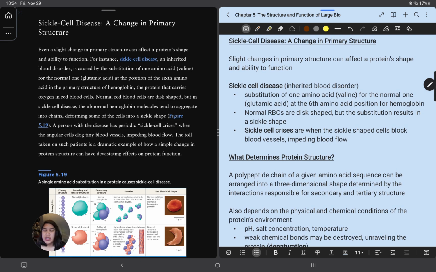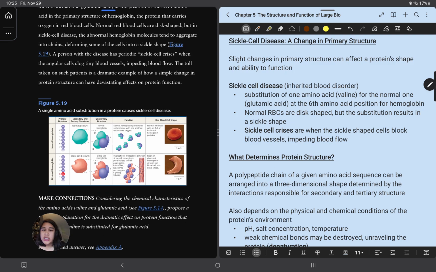Sickle cell disease, a change in primary structure. Even a slight change in primary structure can affect the protein shape and ability to function. For instance, sickle cell disease, an inherited blood disorder, is caused by the substitution of one amino acid, valine, for the normal one, glutamic acid, at the position of the 6th amino acid in the primary structure of hemoglobin, the protein that carries oxygen in red blood cells.